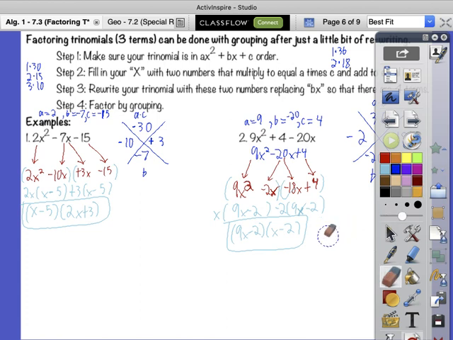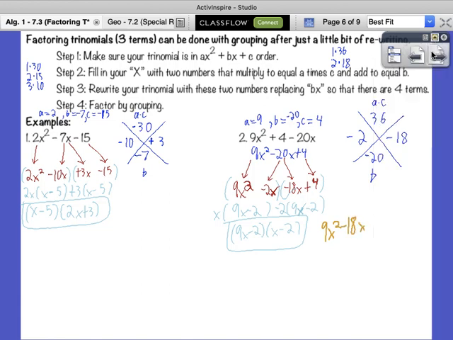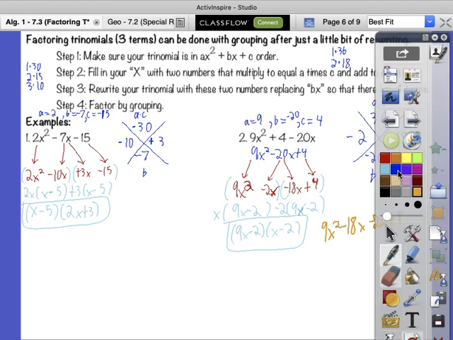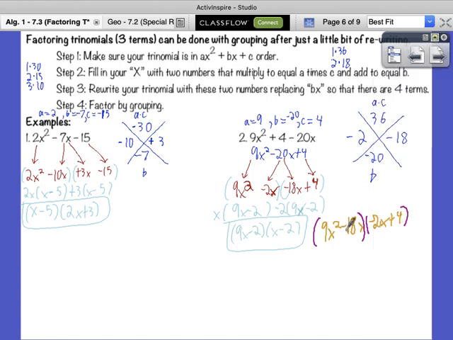That was at least a few C's. Okay. 9x squared minus 18x minus 2x plus 4. If I had grouped it this way, and I had gone through and grouped the first two and the last two, my GCF here is now 9x. So I factor out the 9x, and then I'm left with x minus 2.